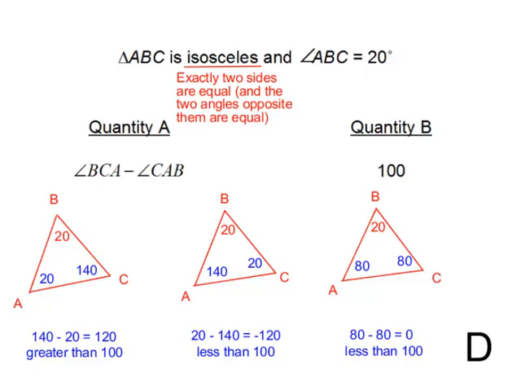Now, it's worth noting that if quantity B had been 180 or even 150, it would have been greater than all of these values, and the answer could have been B. So just because we have multiple numbers possible from quantity A doesn't automatically mean that the answer is D, but it does in this case.